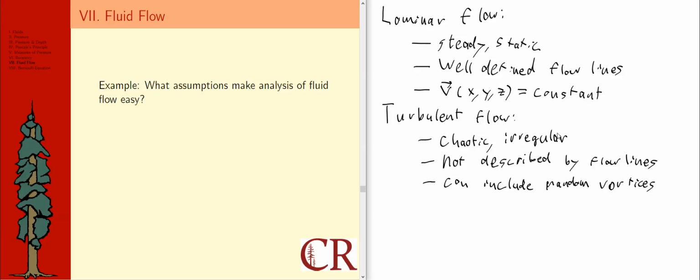Now, if we look at some more of this list here, the turbulent flow included random vortices, and vortices represent a rotational type of motion. And so having rotational motion, or you could say the angular momentum associated with that, tends to make the analysis of fluid flow harder. So another assumption that's maybe good to make for making the analysis easy would be to assume zero angular momentum, or in other words, no rotation, an irrotational fluid.